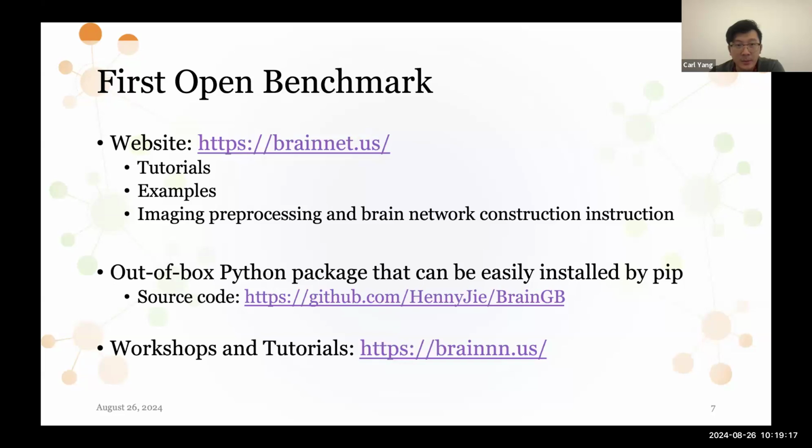And we opened this benchmark on a website hosted at Emory, and this website includes tutorials, examples, and different imaging pre-processing instructions. This pipeline can also be installed by pip. We also recently held a few workshops and tutorials, such as at the Big Data conference last year and the ISBI conference this year, to talk more about the details of this framework.